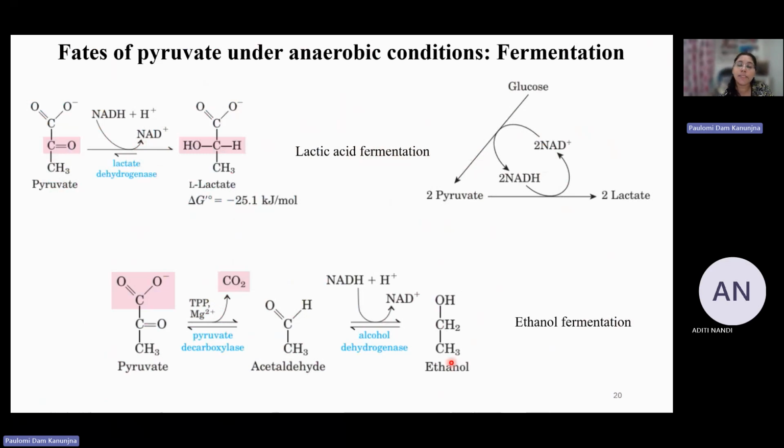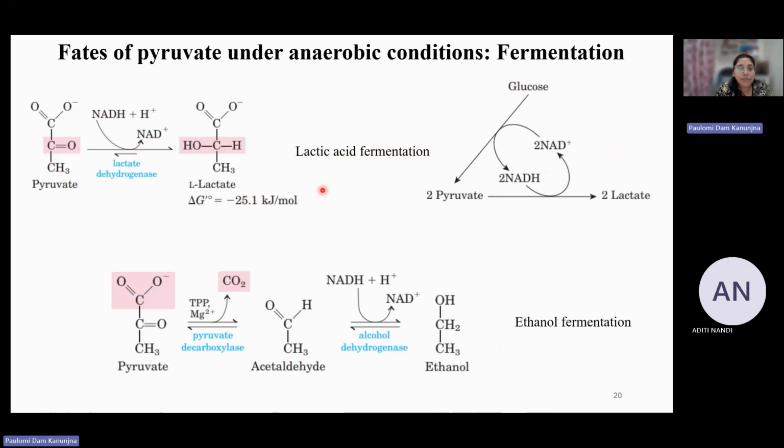Fermentation happens under anaerobic conditions. When there is no oxygen, you have either lactic acid formation or ethanol formation. This is what people use. This is what is used in breweries, right? Ethanol, or you want to generate some lactic acid. This is what you are keeping in mind. So your pyruvate can be converted to lactate or ethanol via the intermediate acetaldehyde under anaerobic conditions, right?